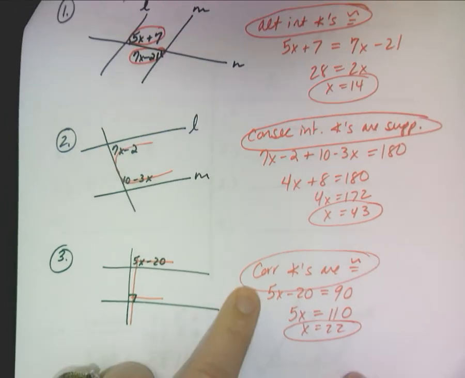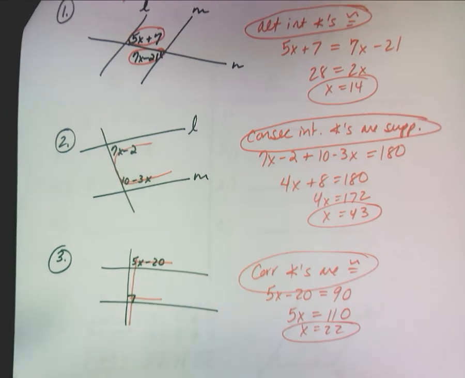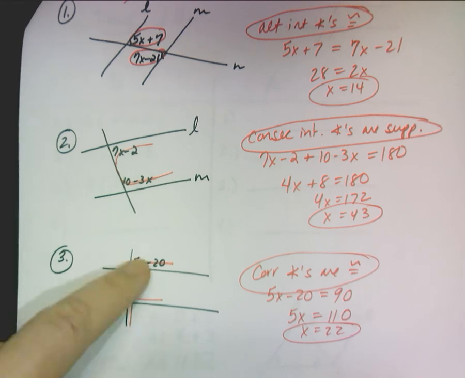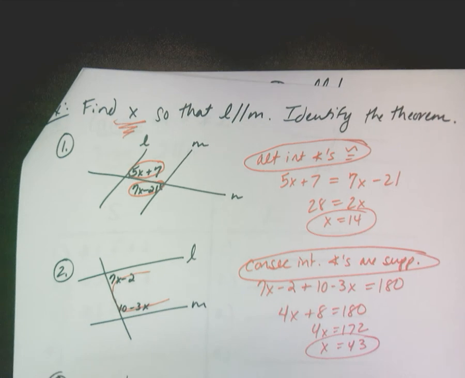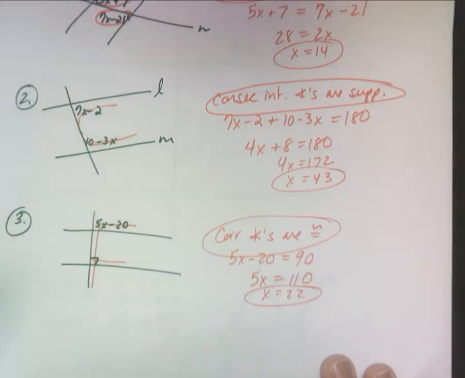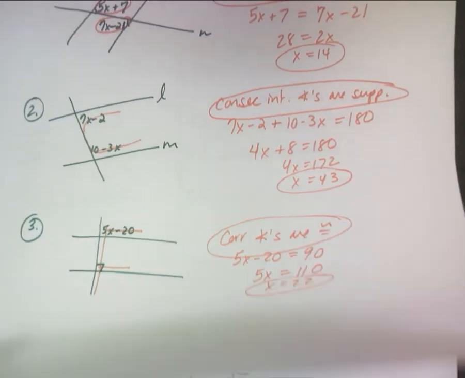Okay, so you'll have a few of these tonight. You have to state the theorem. Again, it's pretty much just saying again what they were yesterday. Oh, they're corresponding. Oh, they're consecutive interior. Oh, they're alternate interior. And then solve for x. So that should be an easy part of the homework tonight.